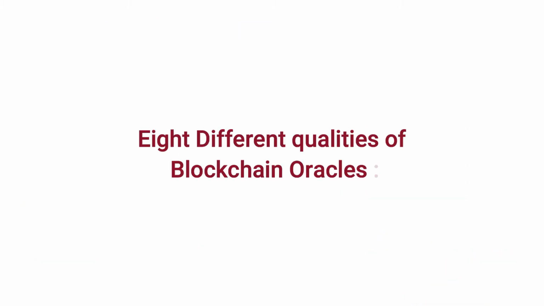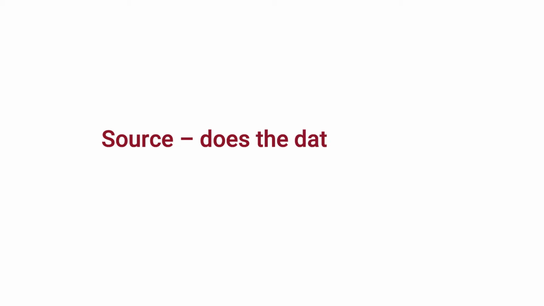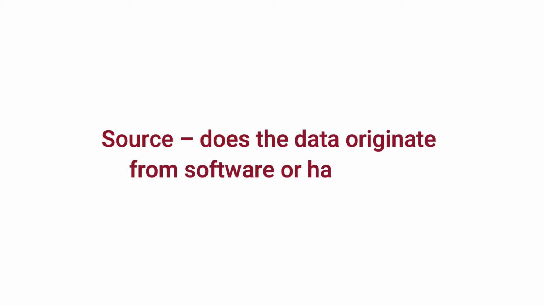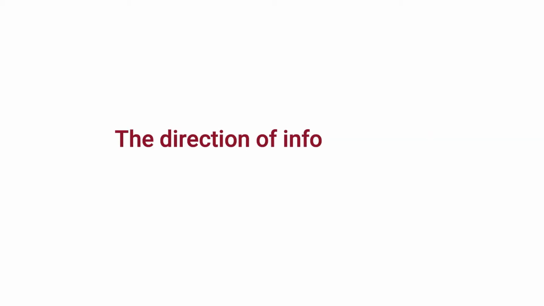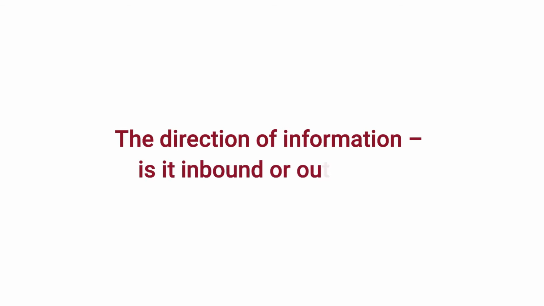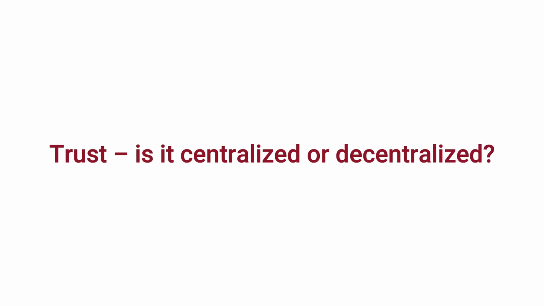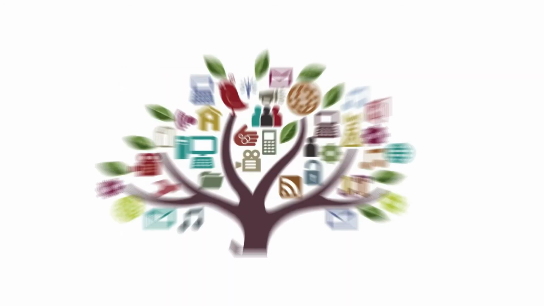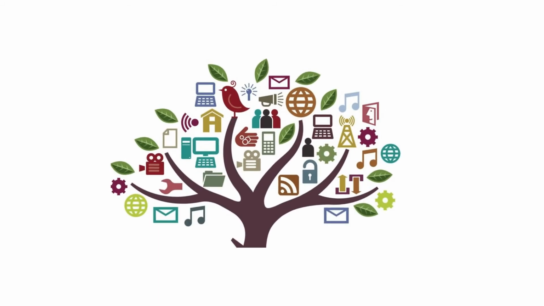8 different qualities of blockchain oracles. Blockchain oracles can be classified depending on several different qualities. Source. Does the data originate from software or hardware? The direction of information. Is it inbound or outbound? Trust. Is it centralized or decentralized? A single oracle can fall into multiple categories. For example, an oracle that sources information from a company website is a centralized inbound software oracle.